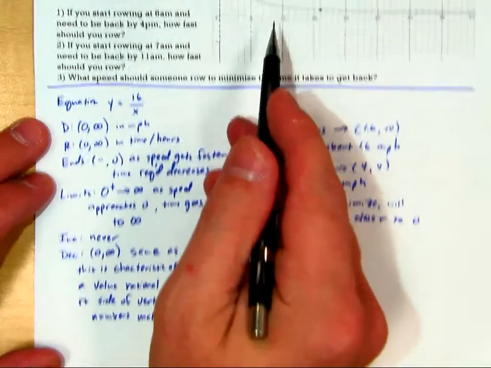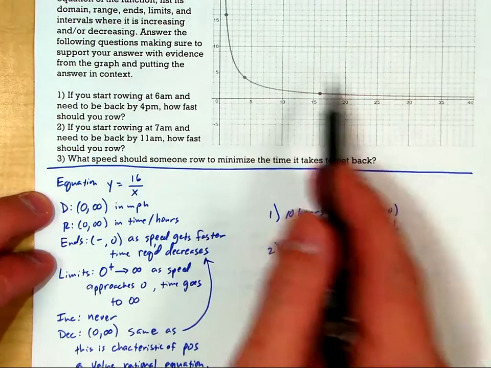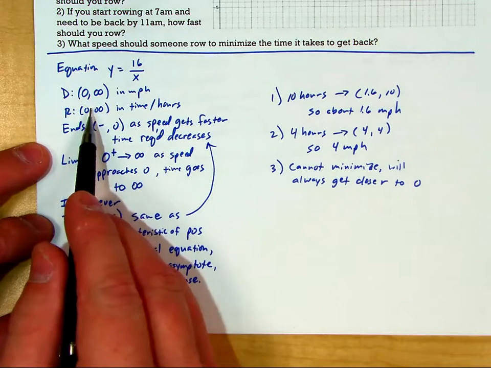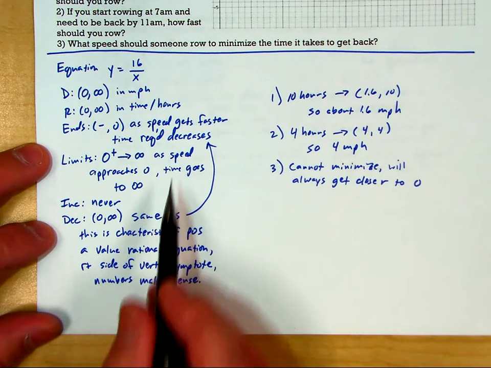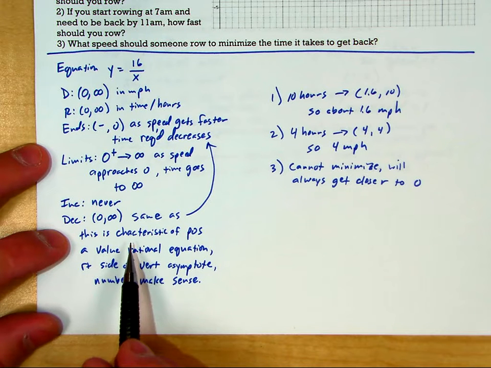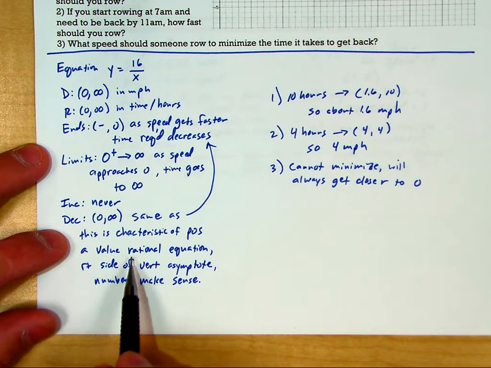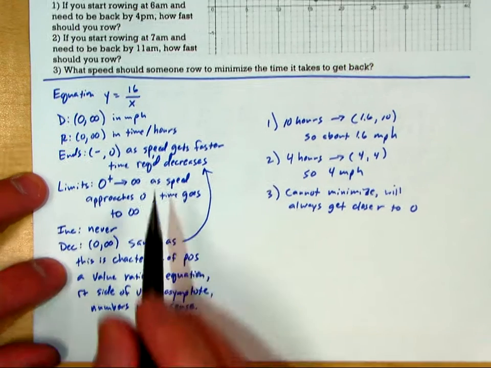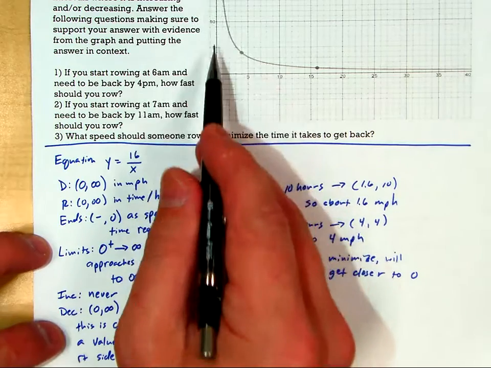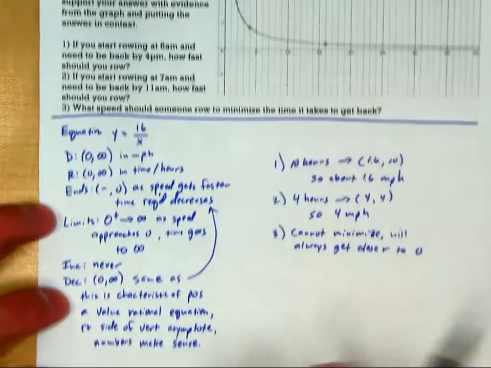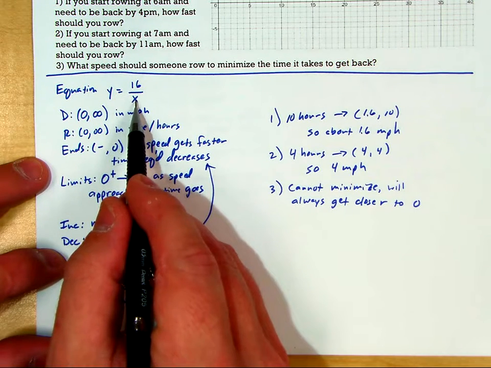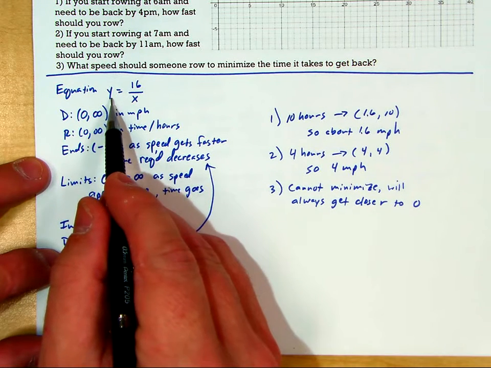This graph up here is never increasing. It's always decreasing from left to right. So our decreasing interval is the same as domain and range, and it's going to be the same rationale and context as the end behavior is. And this is also characteristic of a positive a value for a rational equation on the right side of the vertical asymptote. So the vertical asymptote is 0 on the right side. This is what a rational equation does because it makes sense. As you plug in larger and larger numbers here, this number is going to get smaller and smaller and smaller.